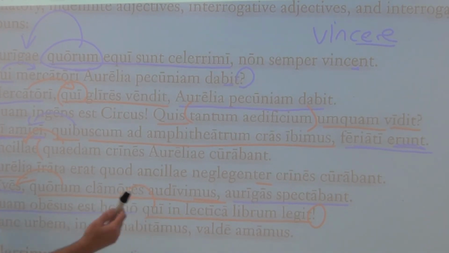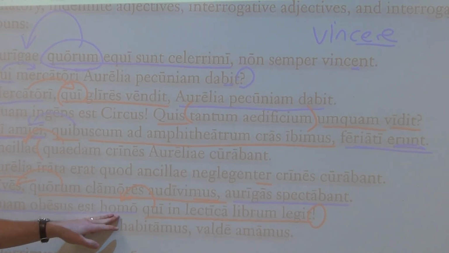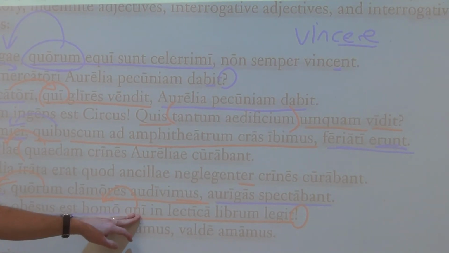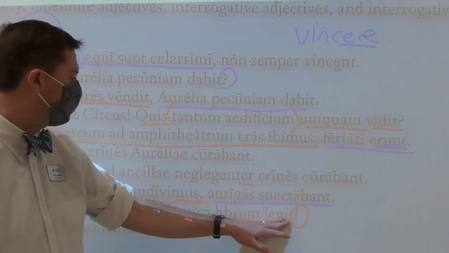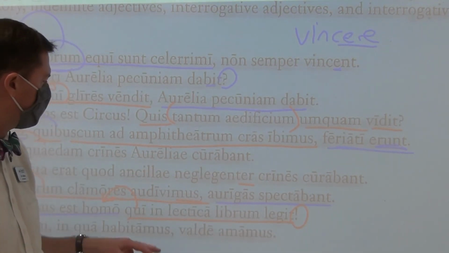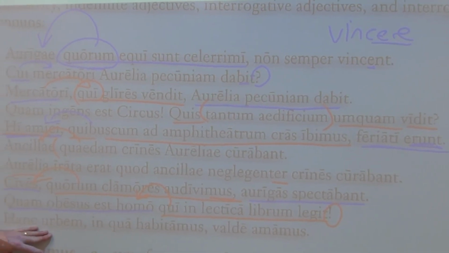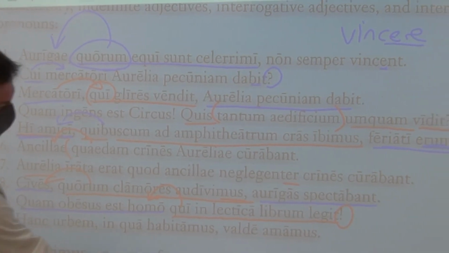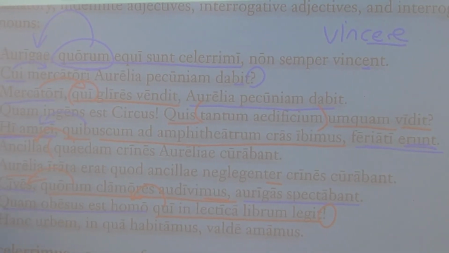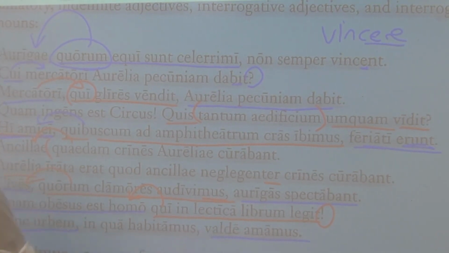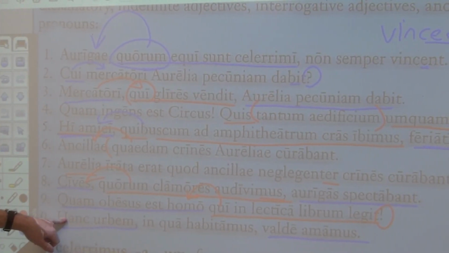That is the main clause. How fat is that man? Exclamation point. The man singular, who singular. The man masculine, who masculine, reads a book in the litter. And then finally the last one, hanc urbem. I'm not going to start with that because that's accusative. Go to my verb. And here, main clause, we love very much this city.